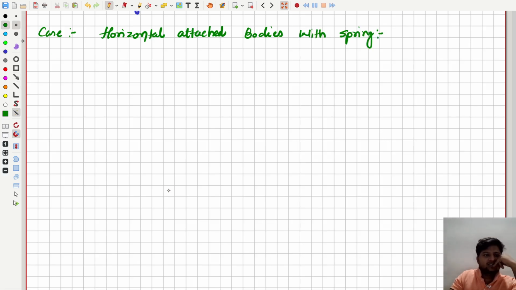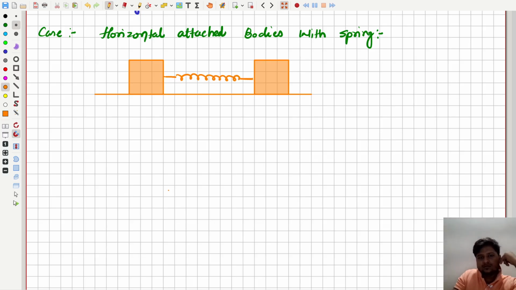Horizontal attached bodies with spring. Is that clear or not clear? So let us take one idea. Let's suppose case 1, example 1, I have 2 blocks. They're attached with the spring. And they are pulled by a force, mass is M.